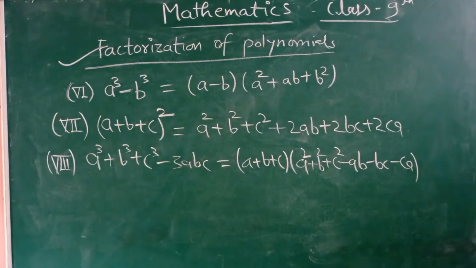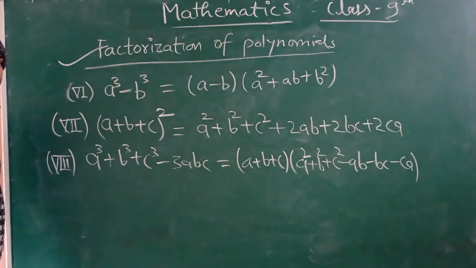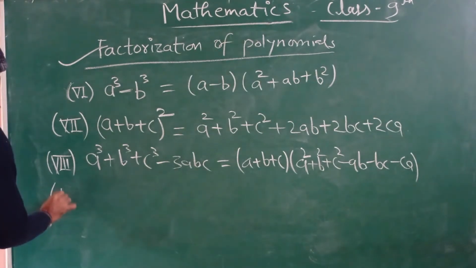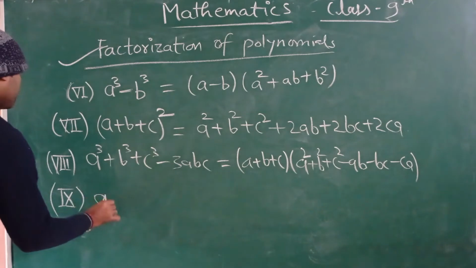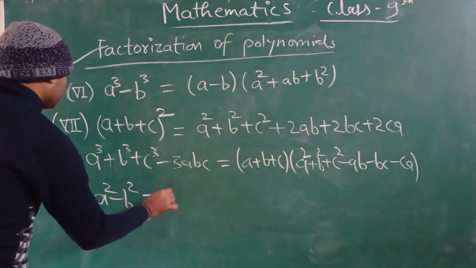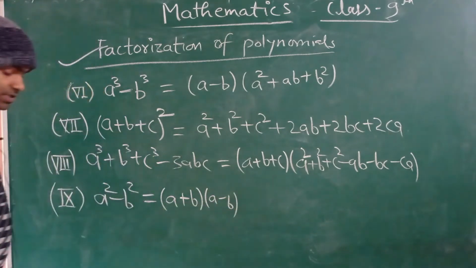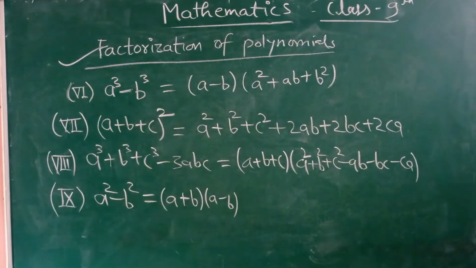By using these 8 algebraic identities, we will find the factors of at least 8 types. There is one more important factorization method, that is middle term split. One I have left, that is also very common: a square minus b square type. It is a plus b into a minus b. So just write down, I will rub it.